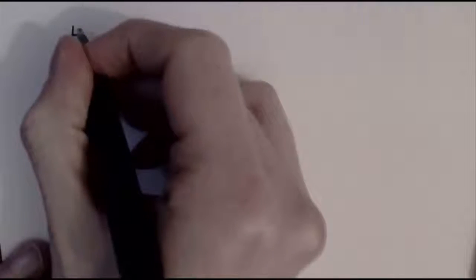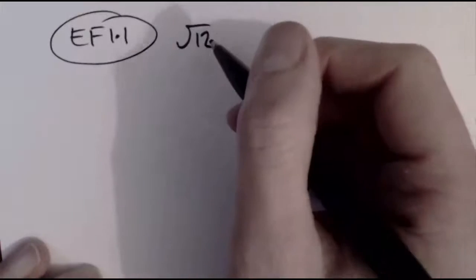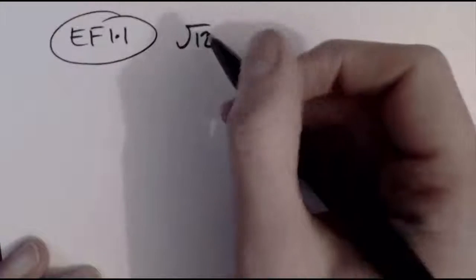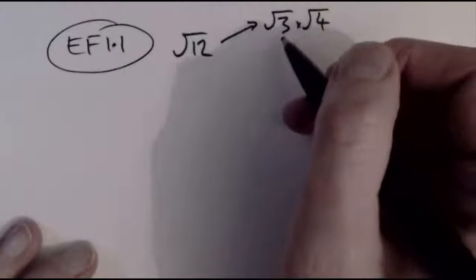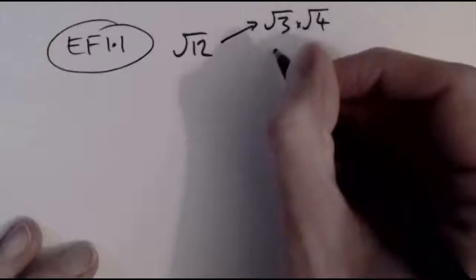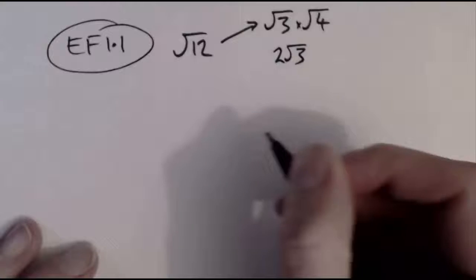Hey, so here's some of the questions for the standard 1.1. Okay, so we have the surds. With a surd you have to think of two numbers that multiply together that give you the 12. One of the numbers you can actually take the square root of, and it leaves a whole number. So think about root 3 times root 4. Root 3 we can't get a whole number from, but root 4 we can, so that's going to be 2 root 3.